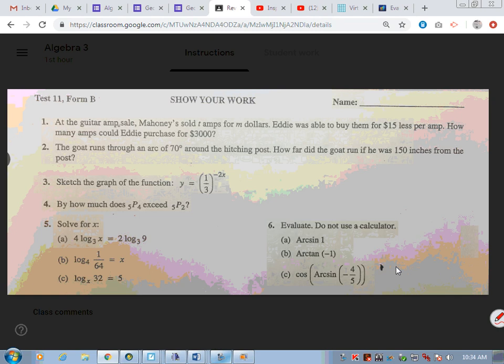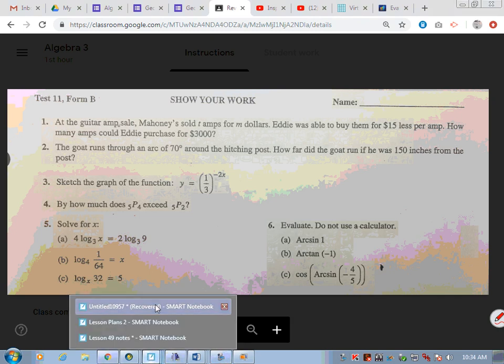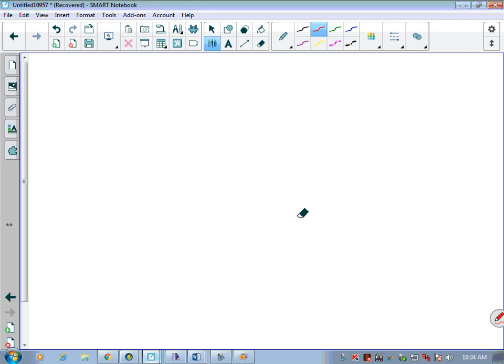On question number 1, at the guitar amp sale, Mahoney sold T amps for $M. I'm going to move over to a blank page where we can look at this. And this is a distance. It works like a distance, rate, and time question because it's a rate question.